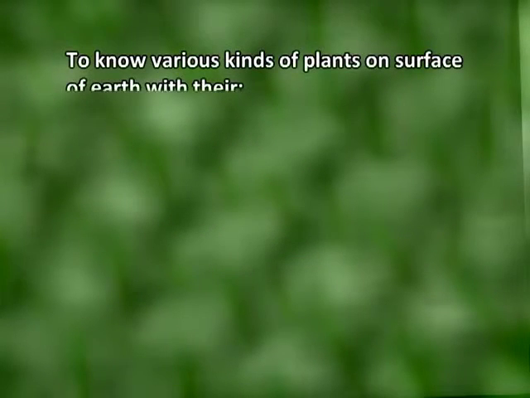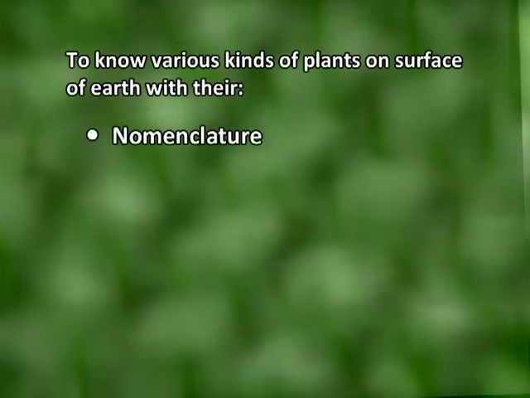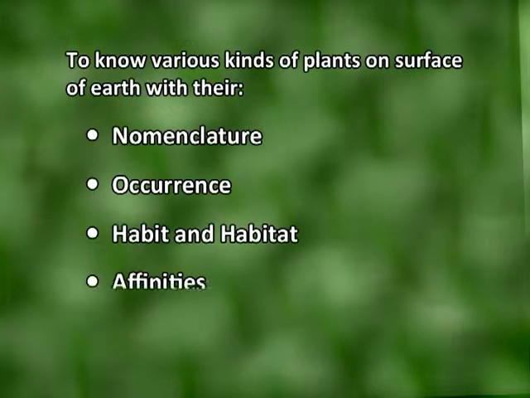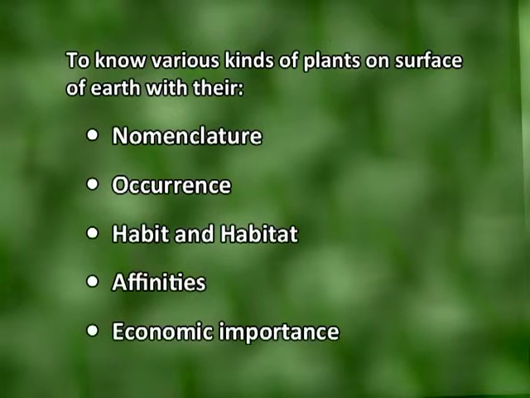Number 1. To know the various kinds of plants on surface of earth with their nomenclature, occurrence, habit and habitat, affinities, economic importance, etc. It should provide a convenient method of identification and communication. Both harmful and useful species are so intimately associated with daily life that it becomes necessary to have an orderly and scientific approach for the study of plants.